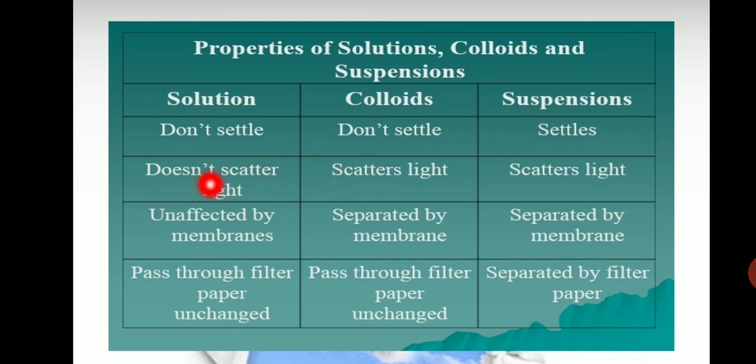Then, solutions do not scatter light. Since the particle size is very small, the particles cannot scatter a beam of light. In the case of colloids, the particles can scatter a beam of light, and in a suspension also, since the particles are very large, they can scatter. What type of scattering do we observe in colloids? We call it the Tyndall effect. Scattering of light by the colloidal particles is called the Tyndall effect.